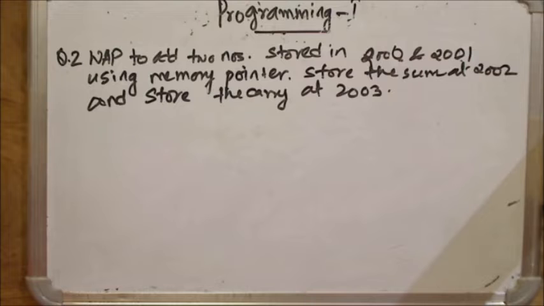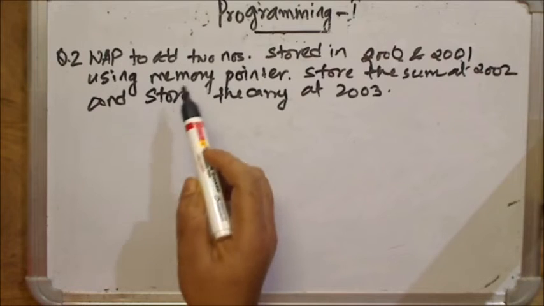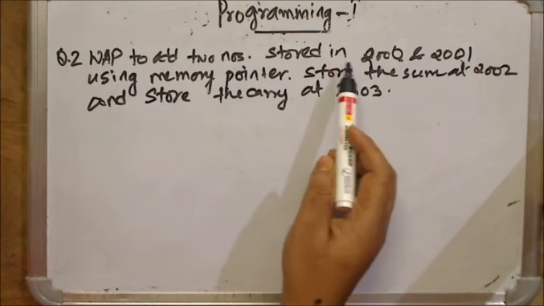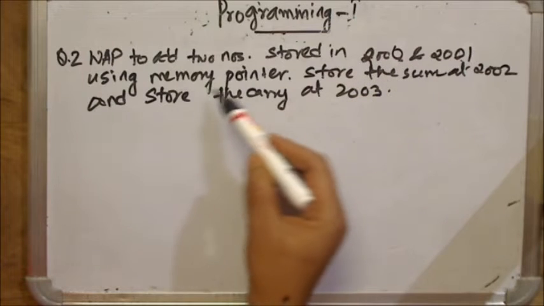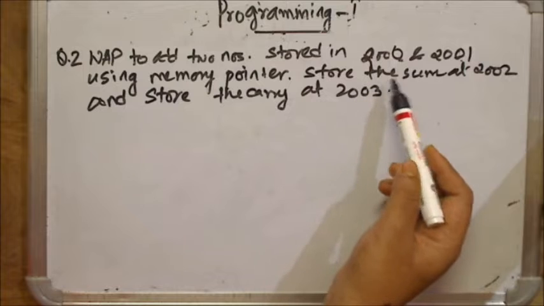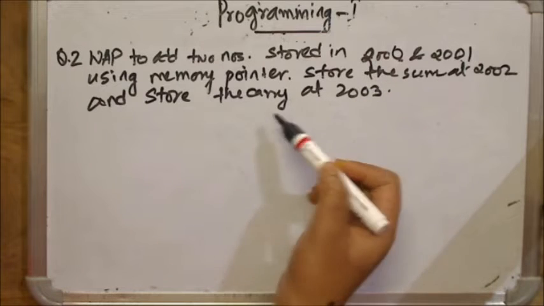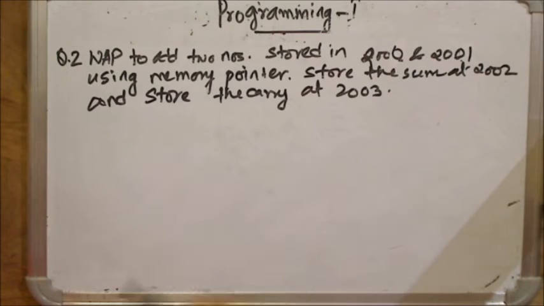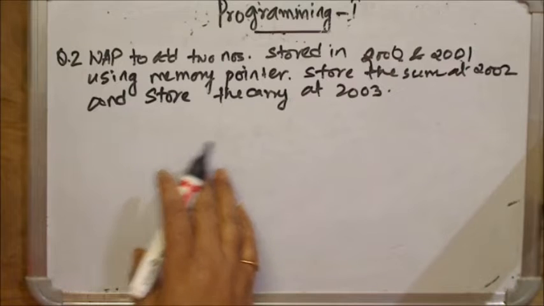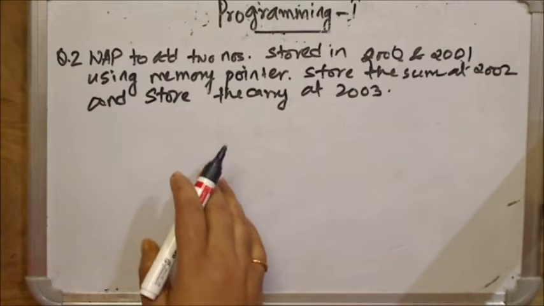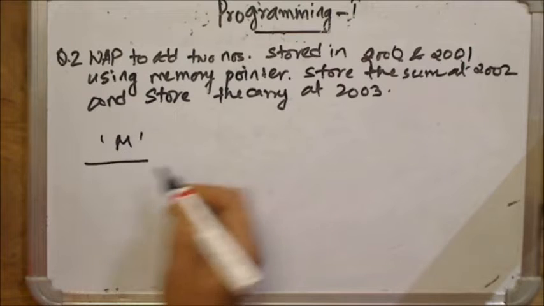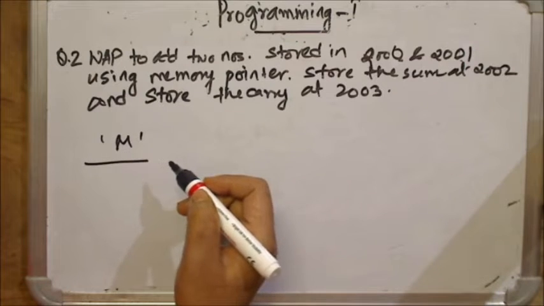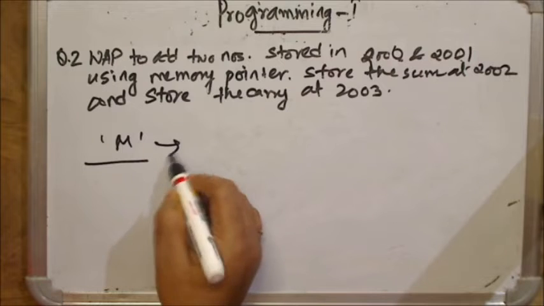Okay, now the second program is to write a program to add two numbers stored in memory locations 2000 and 2001 using memory pointer. Then store the sum at 2002 and the carry at 2003. Now, to start learning programming in a professional way, you have to know the use of M. What is M? M stands for memory pointer.